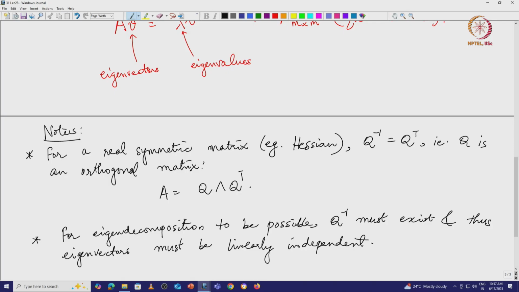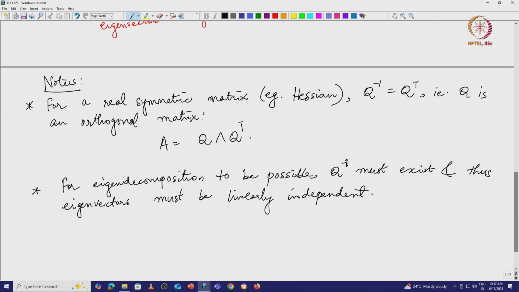Right, essentially your Q matrix cannot be singular, and one could also say that the eigenvalues have to be distinct, right. So, now what happens if either Q inverse does not exist or A is not a square matrix? So, then what do we do? That is where singular value decomposition comes into the picture.